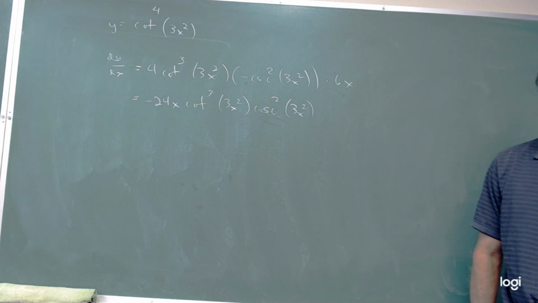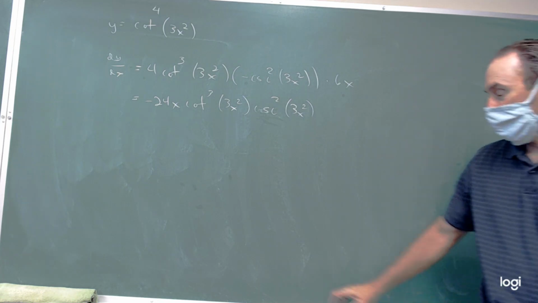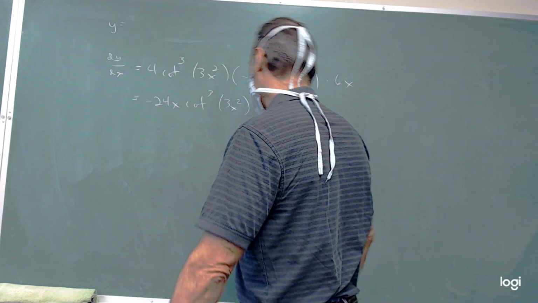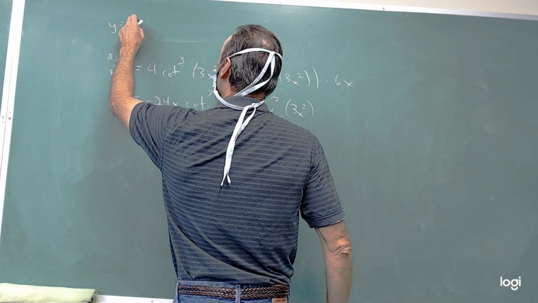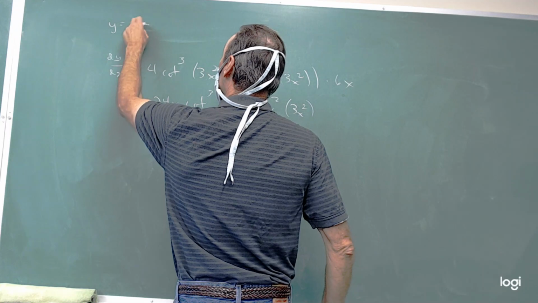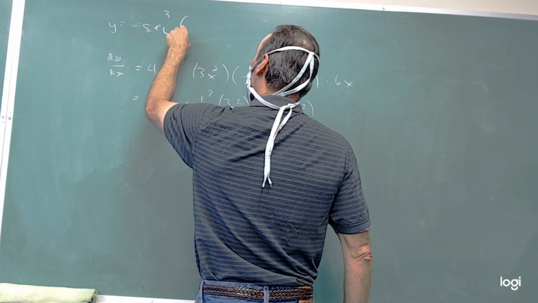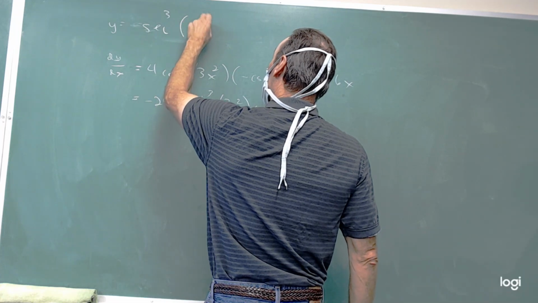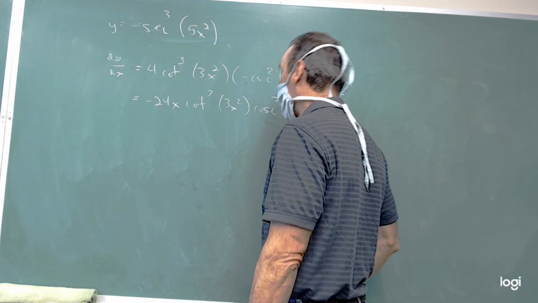So you get to try one now. So we will do y equals, and we will do secant to the 3rd of 5x squared. And we're going to find that derivative.